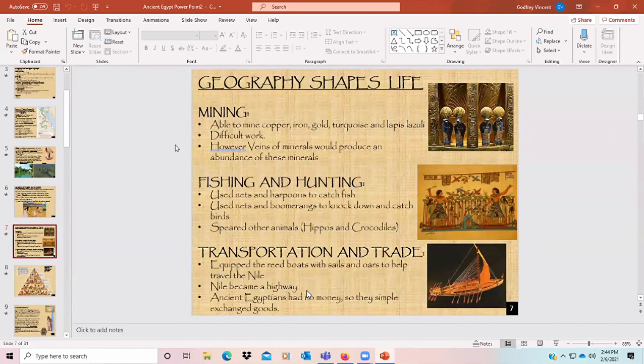Again, we are still in geography, because geography will shape your life depending on where you live. So these are some of the things: mining. They mine copper, iron, gold, and other precious stones. They engage in fishing and hunting.